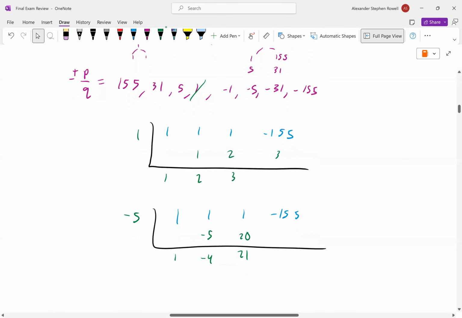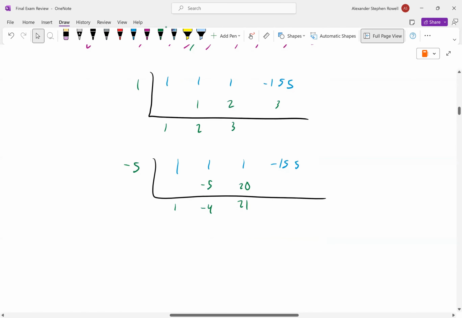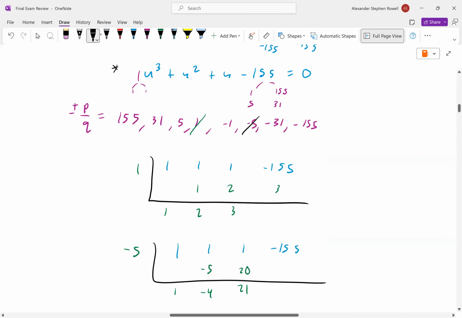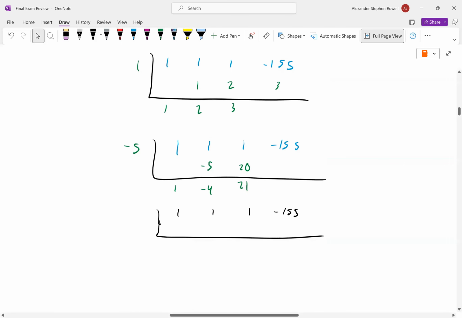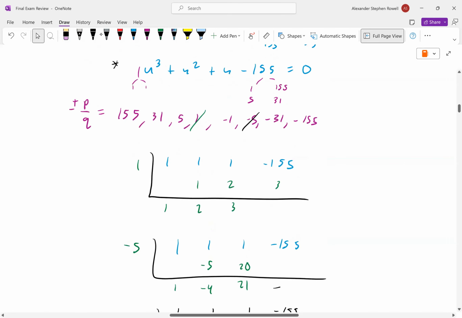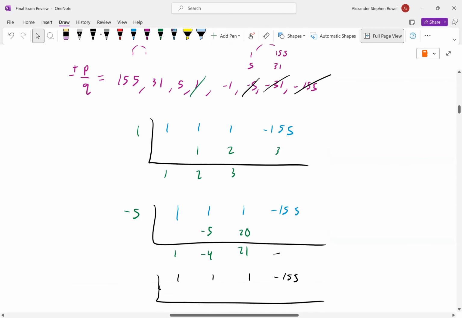That's not it, right? Okay. What do you want to try next? I guess I could cross out -5. Oh, wait, is it alternating? Yeah, so you can. It is alternating, right? Yeah. This would be negative. So I can cross out these also. Awesome. Just 3 more to try.